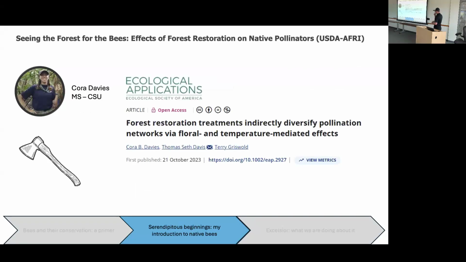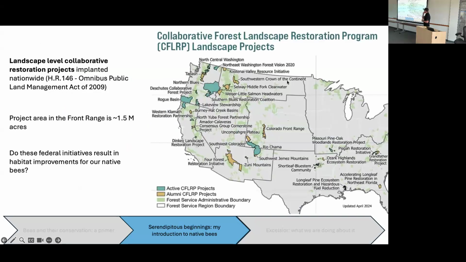Now, this is where things start to take a different turn. So then we brought in Cora Davies, who also did her master's on this project. And Cora was examining the effects of thinning specifically, not thinking about other biotic disturbances, but actually forest thinning and how that affected bee assemblages as well. And this becomes a little bit more important here because she studied CFLRP landscape projects.